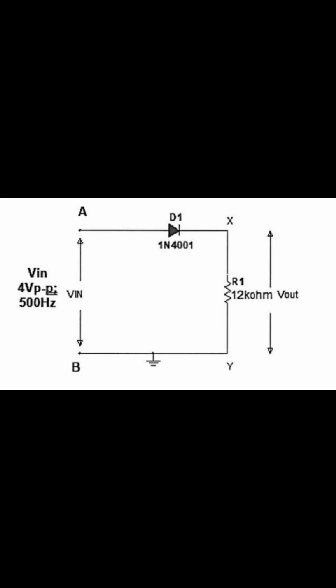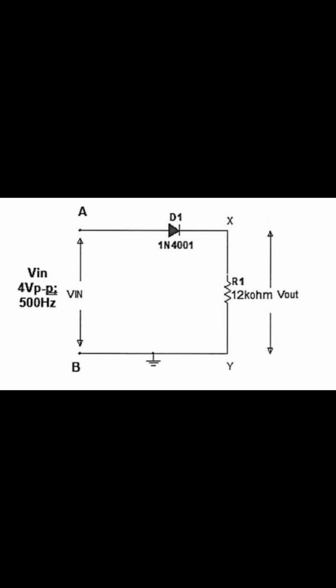D1, diode 1N4001, allows current to flow in only one direction, from anode to cathode. R1, load resistor, 12k ohm, used to convert the current into voltage which is measured as the output Vout. XY, output terminals where Vout is measured. AB, input terminals where Vin is applied.